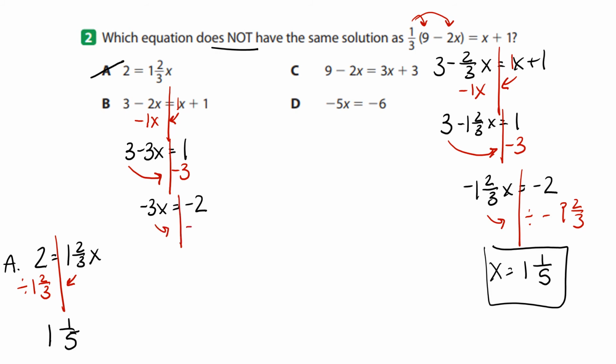And then our last step is to divide. We divide by negative 3. Negative 2 divided by negative 3 would end up being a positive 2/3, which is not the same answer, meaning our correct answer is letter B.